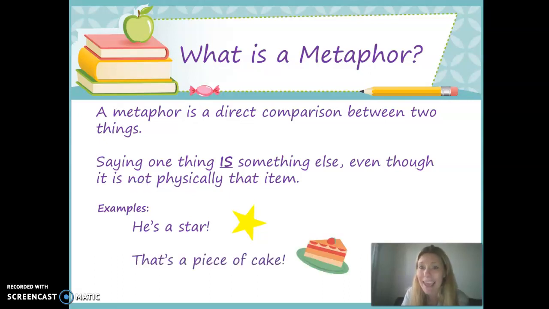That's a piece of cake. When you say something's a piece of cake, you're saying something or a task was very easy, not that the task was actually a piece of cake. She's a fish. When someone says someone's a fish, they may be referring to that person being a good swimmer or liking the water, not that they're physically or actually a fish.